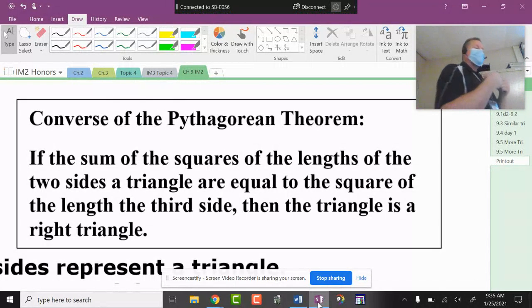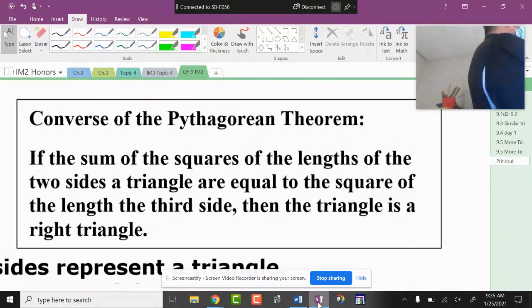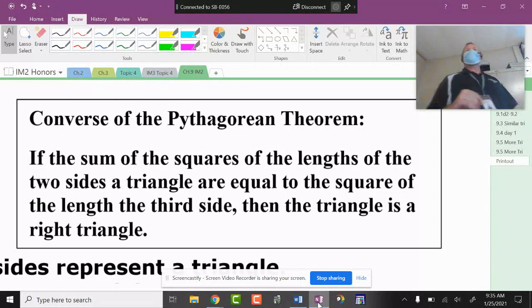For class. Okay, so if the sum of the squares of the lengths of the two sides of a triangle are equal to the square of the length of the third side, then the triangle must be right. It's just saying the opposite. So if a squared plus b squared equals c squared is true, you have a right triangle.